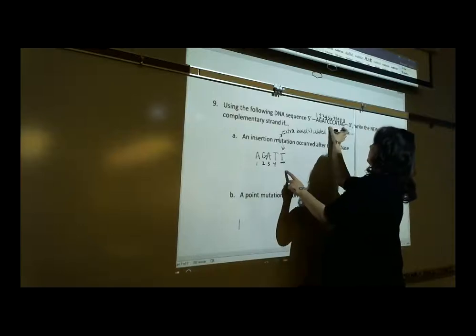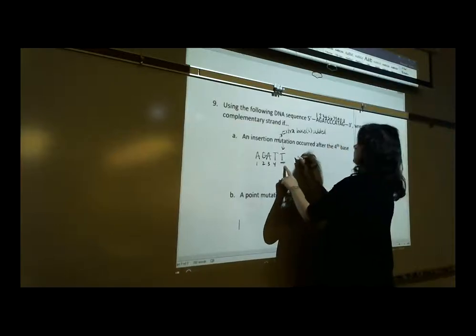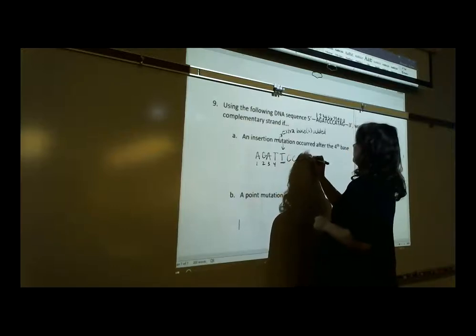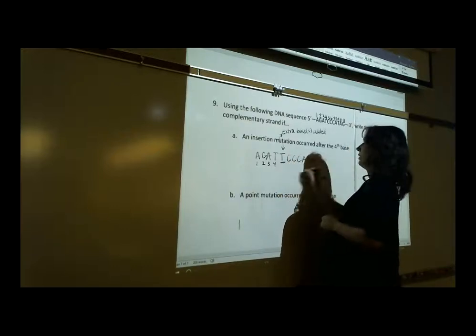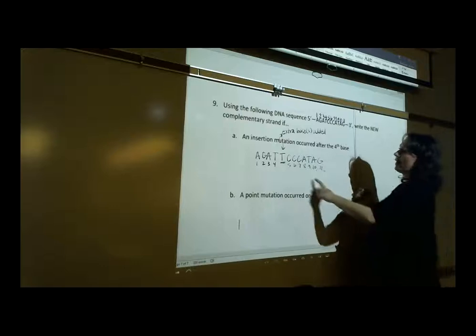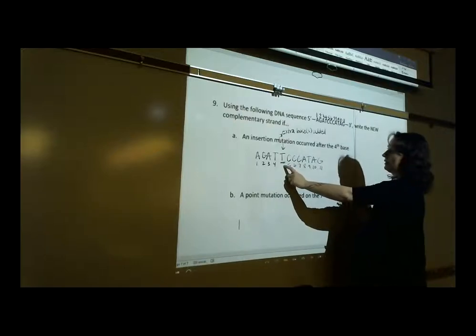And then there's the rest of the original sequence. So C, C, C, A, T, A, G. 5, 6, 7, 8, 9, 10, 11. Right? It was originally 11. Now it's 12 because it's got that extra base that's been stuck in there.